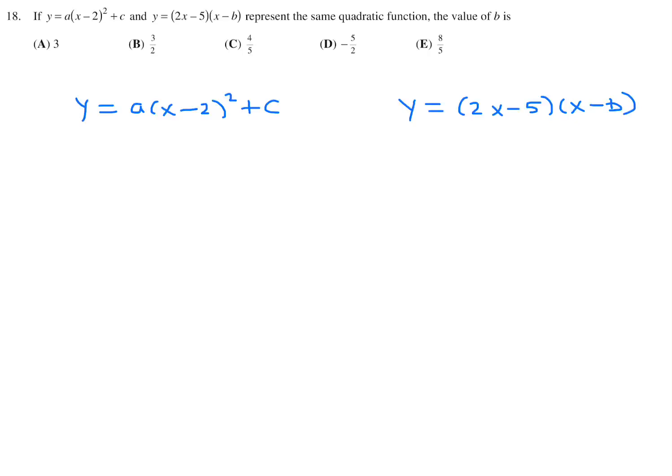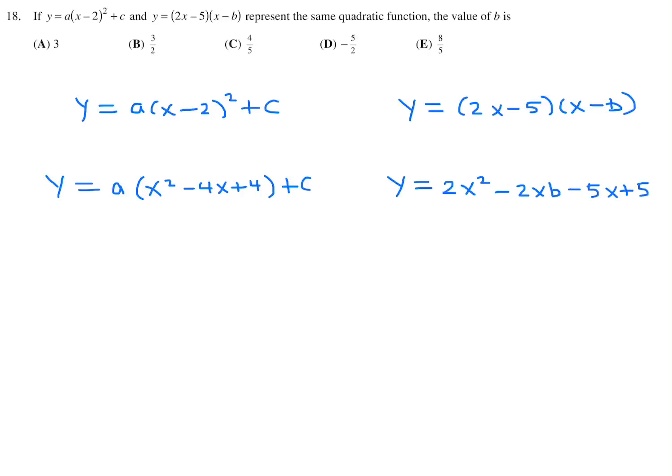Let's solve for this. So first I'm going to expand it, of course. x squared minus 4x plus 4 plus c. And then expand that one. You get 2x squared minus 2xb minus 5x plus 5b, like that. And then let's complete this expansion here. ax squared minus 4ax plus 4a plus c. And I think that's good enough here, right?